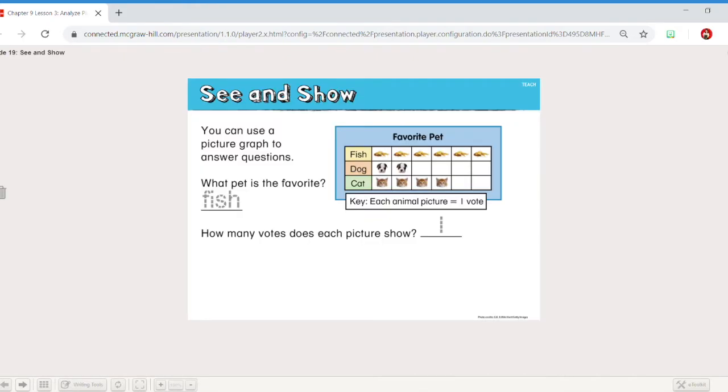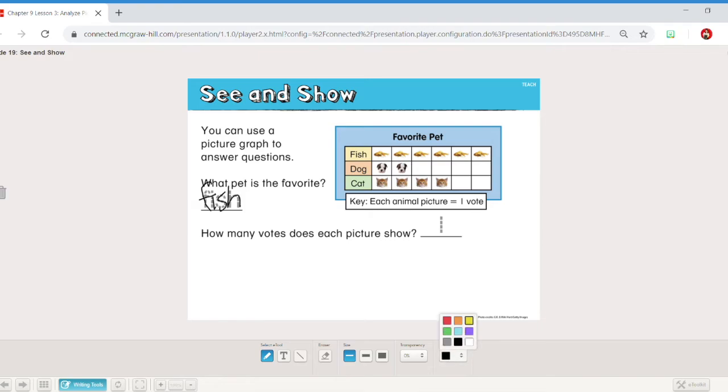You can use a picture graph to answer questions. What pet is the favorite? Well, even just by looking on the graph, we can see the one that has the most votes is fish. And they even have it here for us to trace, so go ahead and trace along in your own packets. Fish. How many votes does each picture show?